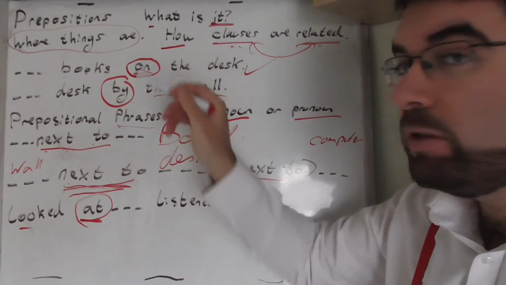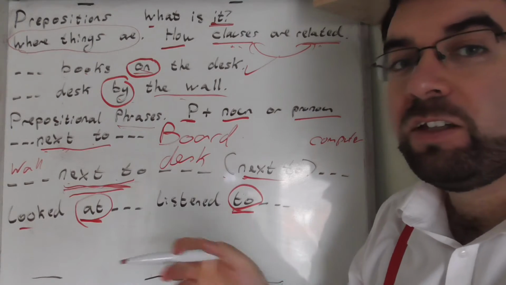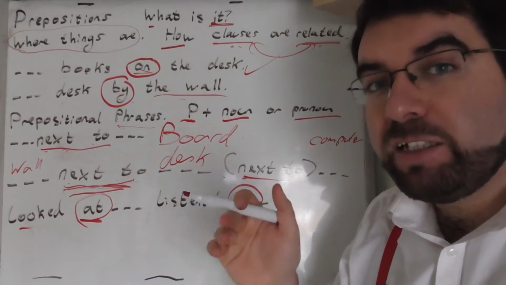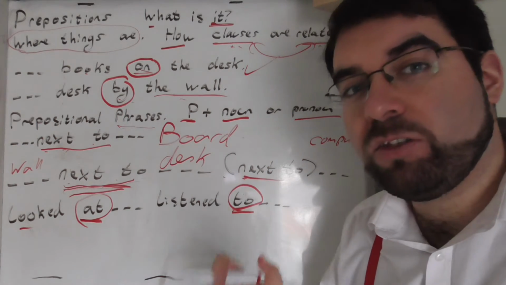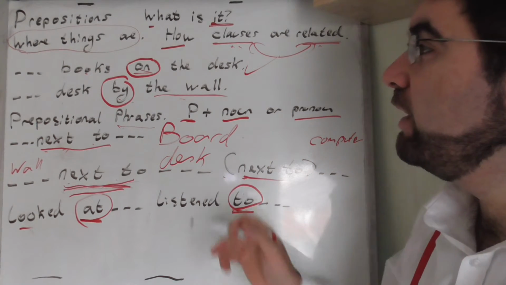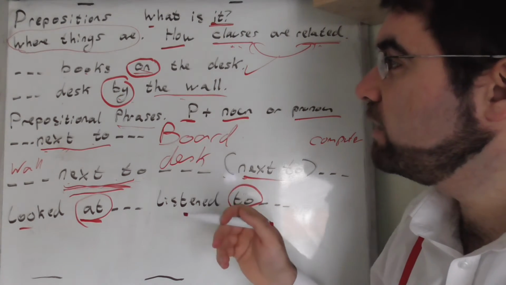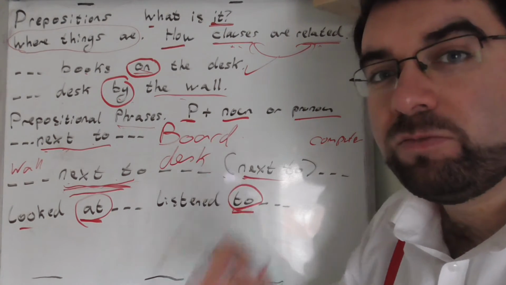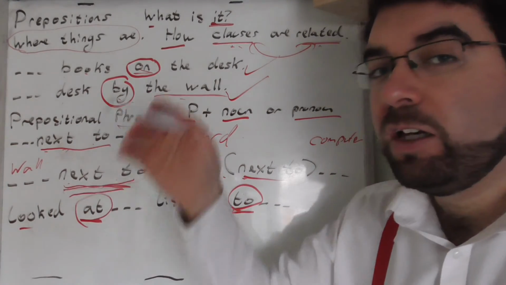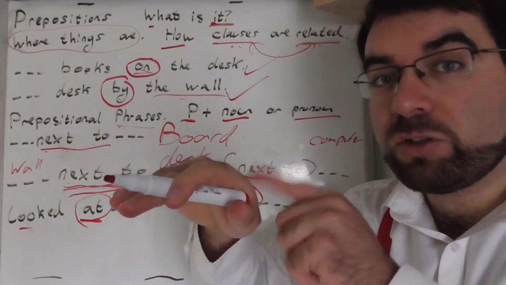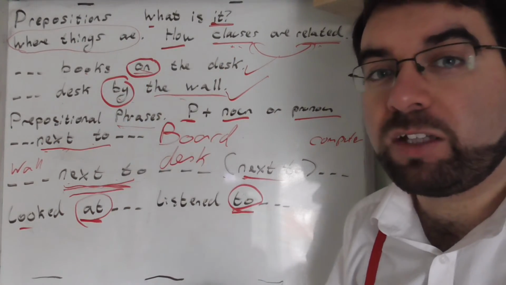The books are on the desk and it is by the wall. The books are on the desk and the desk is by the wall. Very good. Okay, although in that case we're referring to a different item. The books are on the desk. The desk is on the floor. They're both on something. Very good.